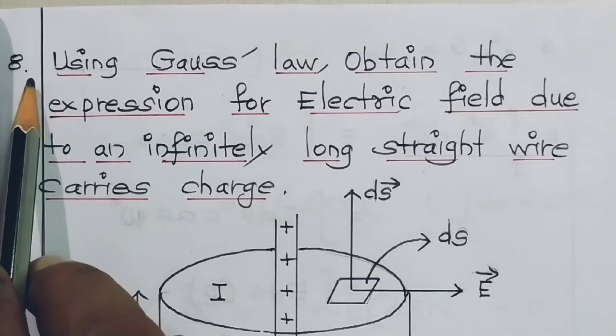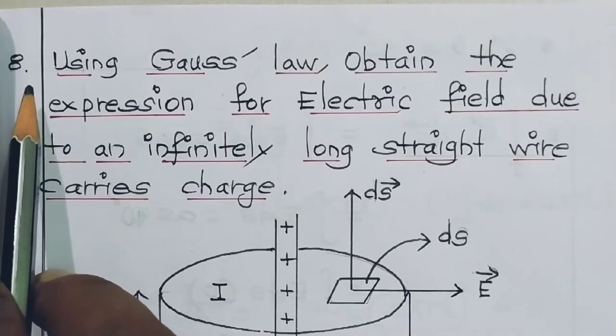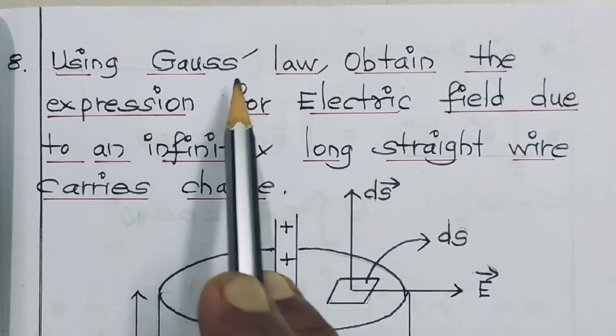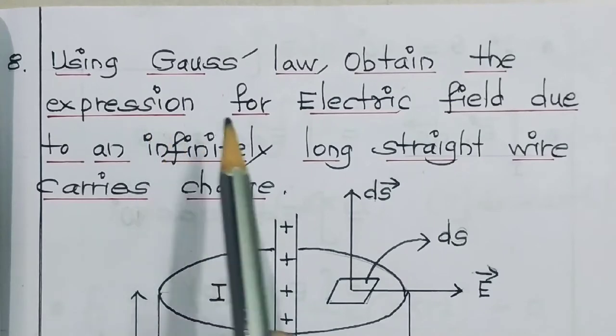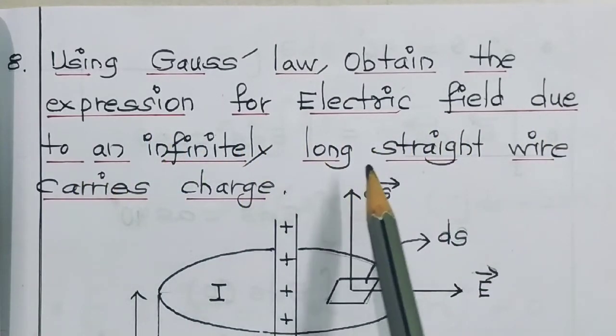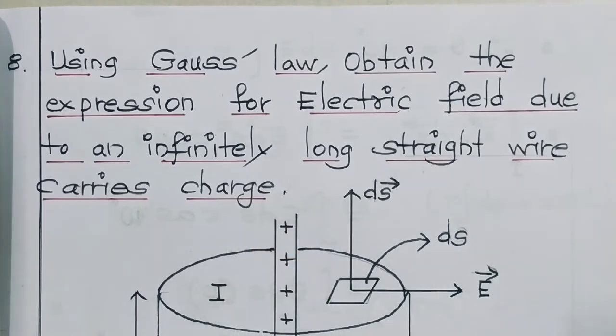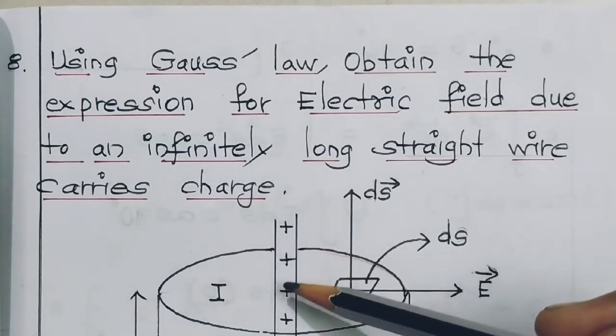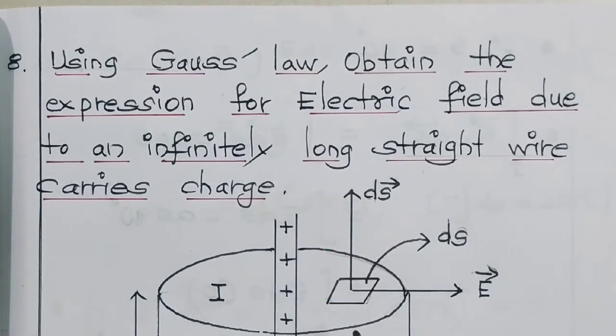Okay, this is the 8th derivation of this first chapter. Using Gauss law, obtain the expression for electric field due to an infinitely long straight wire which carries charge. There is an infinitely long straight wire which carries charge. So what happens? It produces an electric field around it. So we are here to find the expression for the electric field.